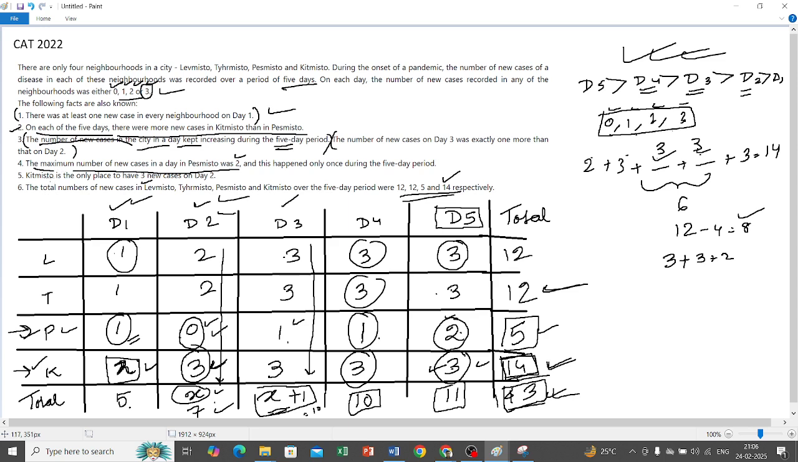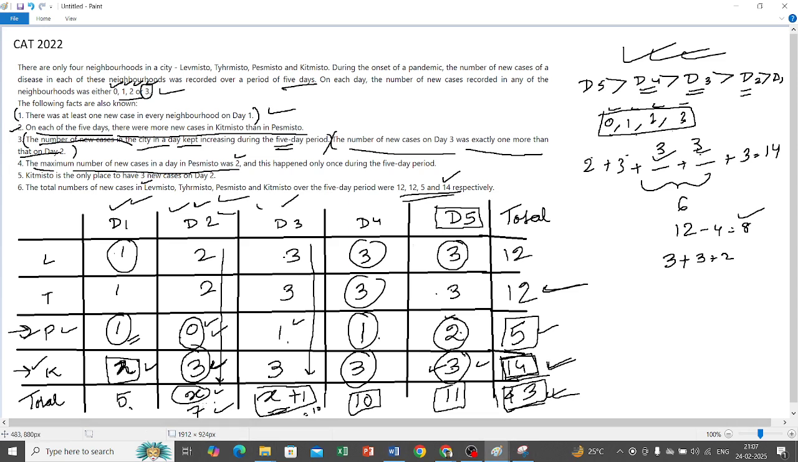The number of new cases on day 3 was exactly one more than the number of new cases on day 2, but as per our current arrangement it is not. So that means I need to do some adjustment on d2 and d3. I need to do some adjustment on these two. Okay, so for that I need to know what is x. Our d1, d4 and d5 are done. There is no question about it. There is a problem with d2 and d3.